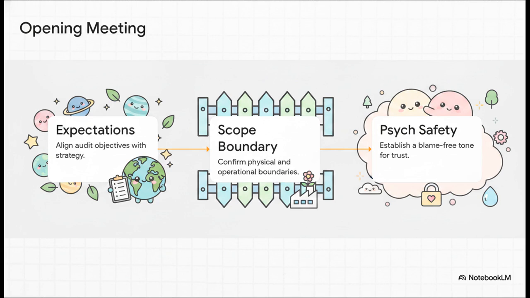You want to transition smoothly from your pre-audit prep right into execution. Step 1 is aligning expectations, making sure everyone in the room actually understands the audit's objectives and how they map to the company's broader environmental strategy. Step 2, you confirm the scope boundaries. In Step 3, you establish psychological safety.